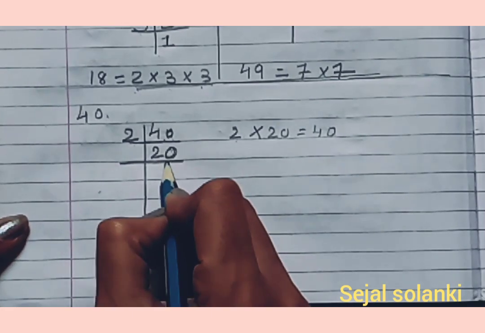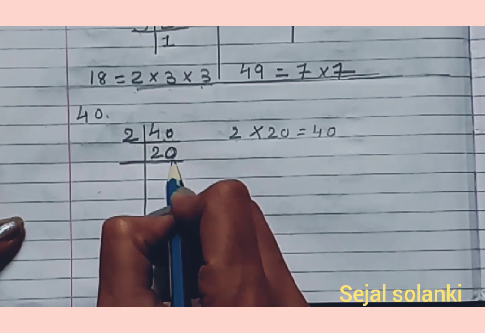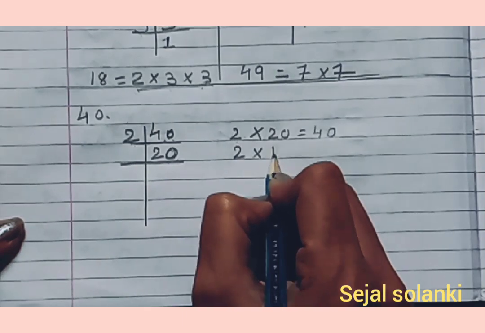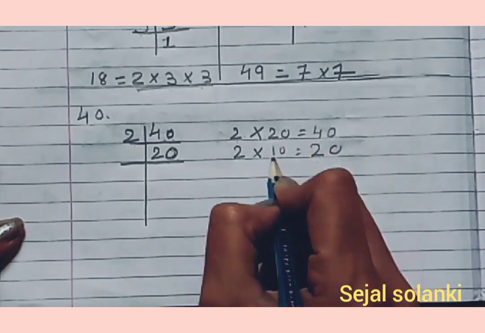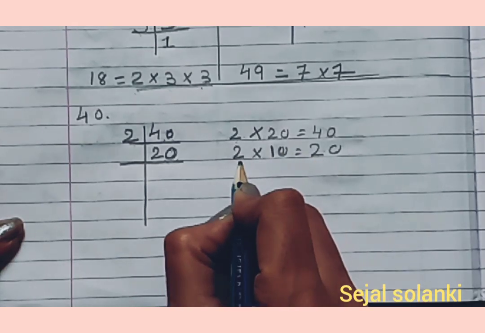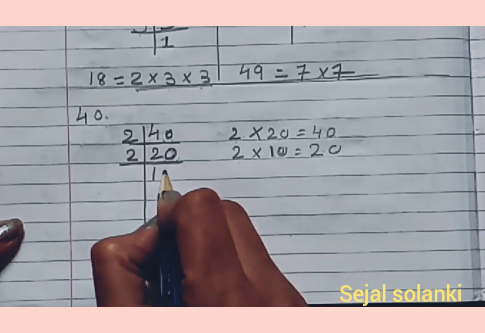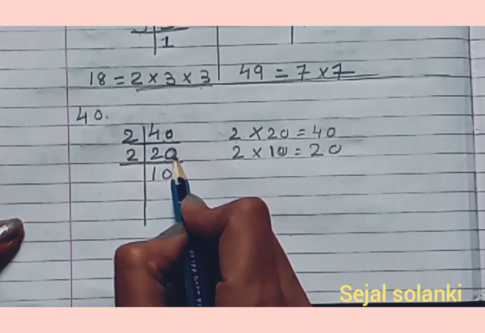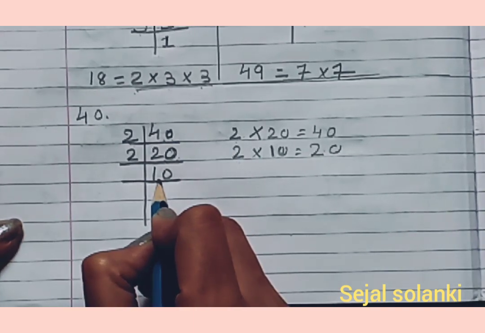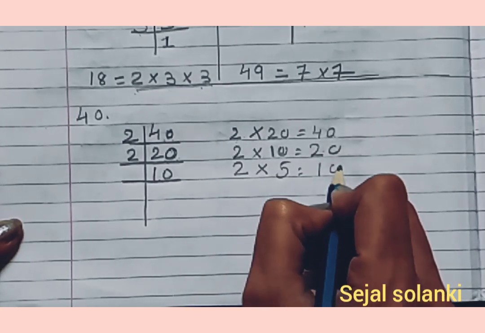Now 20's turn. Is 20 even or odd? It is an even number, so it can be divided by 2. So 2 10s are 20. Yes, we got the number. Once again we will write this prime number at the left side and 10 down side. Again 10's turn. 10 is an even number. So we know 2 5s are 10.